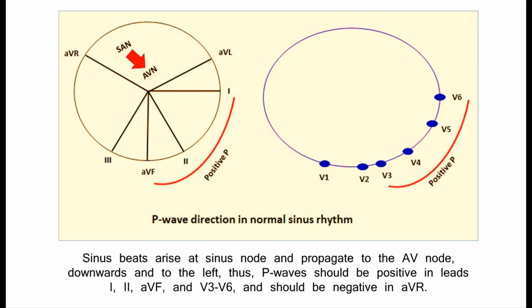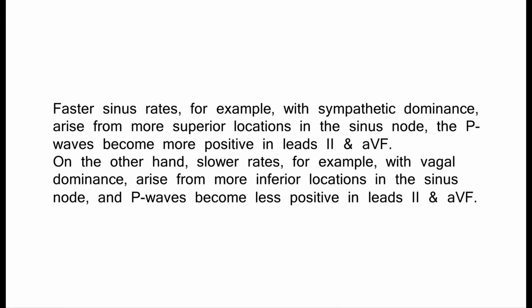Sinus beats arise at sinus node and propagate to the AV node, downwards and to the left, thus, P waves should be positive in leads I, 2, AVF, and V3 to V6, and should be negative in AVR. Faster sinus rates, for example, with sympathetic dominance, arise from more superior locations in the sinus node, the P waves become more positive in leads 2 and AVF. On the other hand, slower rates, for example, with vagal dominance, arise from more inferior locations in the sinus node, and P waves become less positive in leads 2 and AVF.